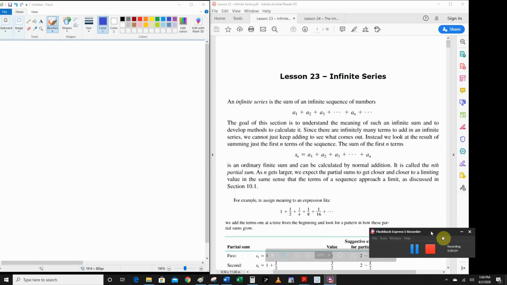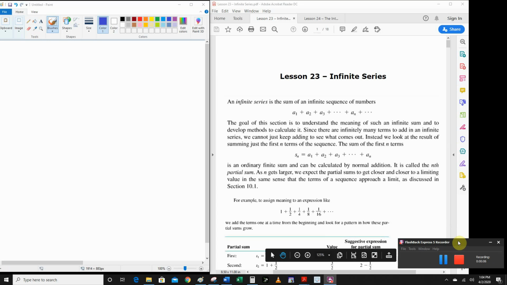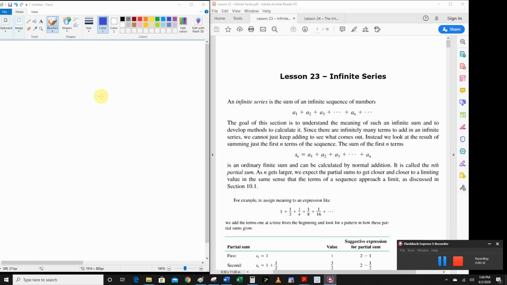Lesson 23 deals with an infinite series. By definition, an infinite series is the sum of an infinite sequence of numbers, such as a1 plus a2 plus a3 and so forth. The goal of this section is to understand the meaning of such an infinite sum and to develop methods to calculate it.